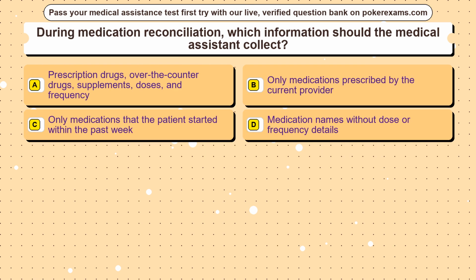Question 21. During medication reconciliation, which information should the medical assistant collect?